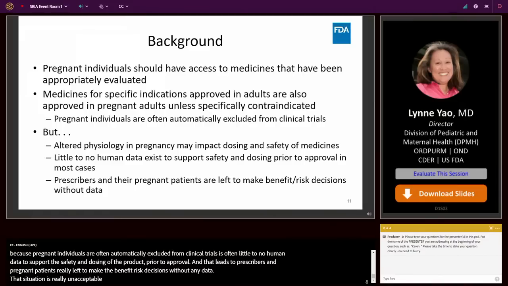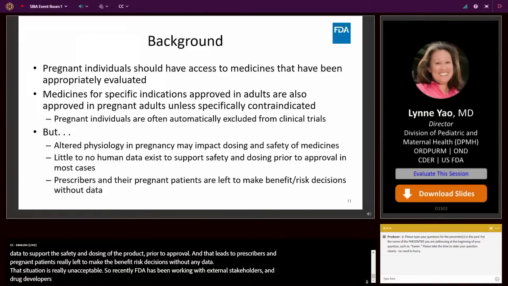And so recently, FDA has been working with external stakeholders and drug developers to consider what types of information are important to obtain to support the appropriate dosing and safety of drugs when they're used during pregnancy.